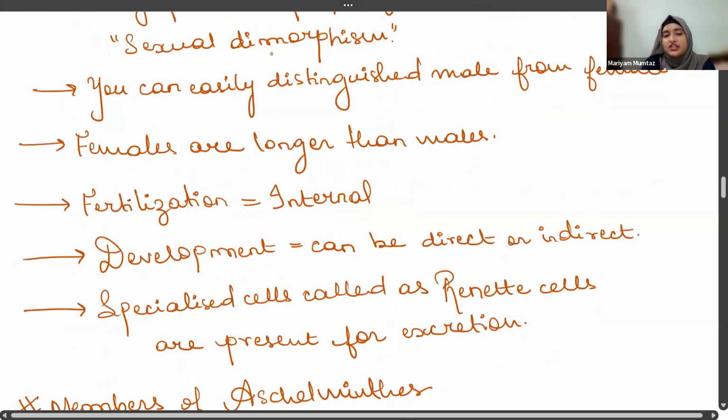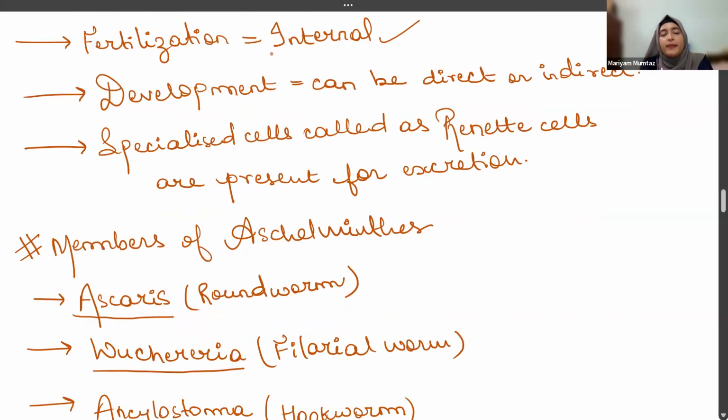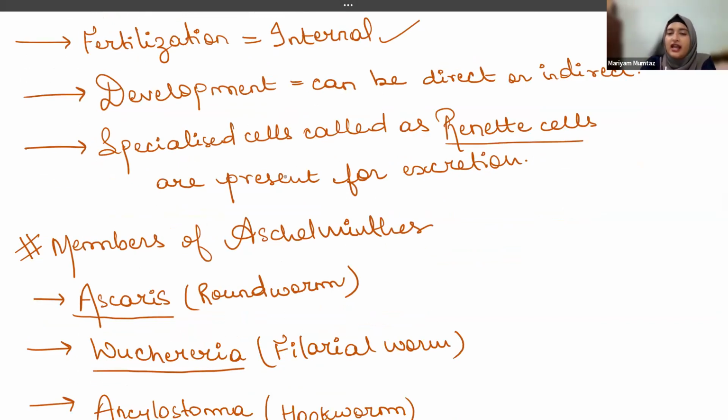Now, the fertilization in the Ascalmentis is internal, meaning internal fertilization is there. The development can be direct or indirect. Both of these things may be found in the phylum. Some species have direct development and some species have indirect development. And then there are special cells known as rennet cells, and they are used for excretion. Okay, rennet cells are used for excretion.